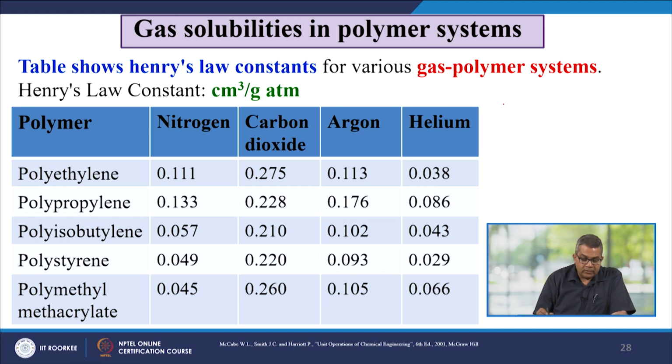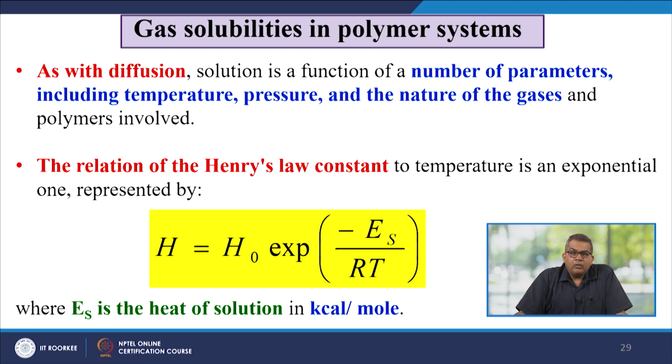Now, here in this particular segment, you see that we have enlisted different polymers like polyethylene, polypropylene, polyisobutylene, polystyrene, polymethyl methacrylate, and then the different gases like nitrogen, carbon dioxide, argon, helium. All these are enlisted and their respective Henry's law constant is being given in this particular table. Now, as with the diffusion, the solution is a function of a number of parameters including temperature, pressure and the nature of the gases and the polymer involved.